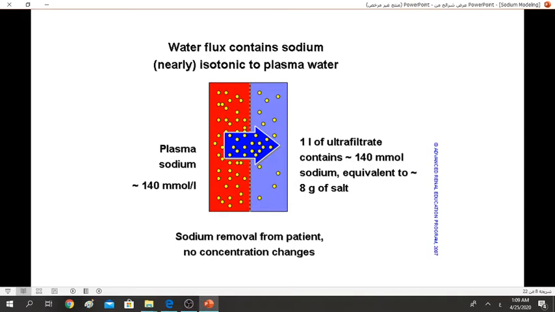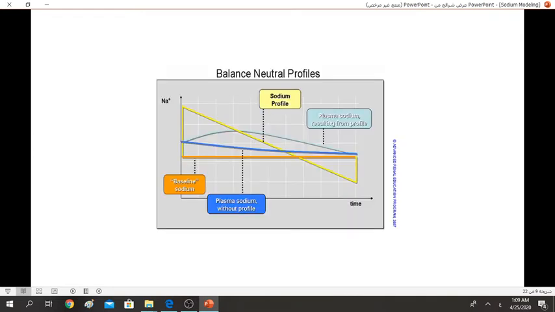Here in this picture you can see water flux contains sodium nearly isotonic to plasma water, and sodium removal from patients with no concentration changes. In this picture you can see the balance neutral profile. The yellow line is the sodium profile, and the blue color is the plasma sodium without profile.